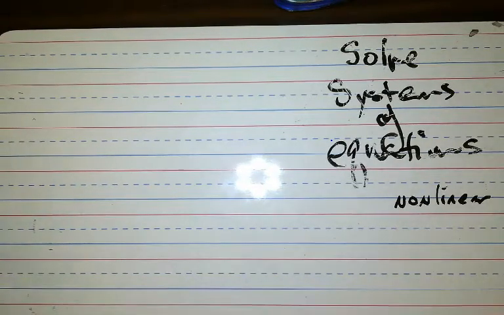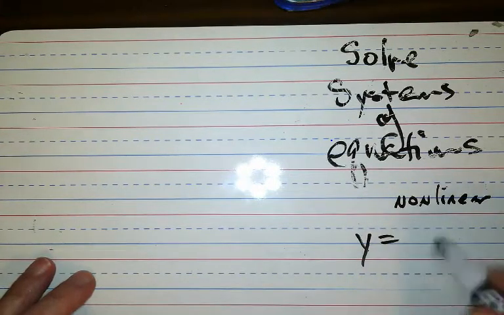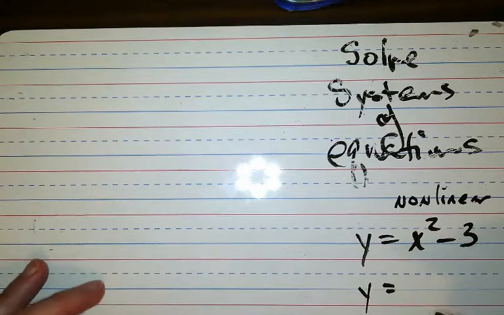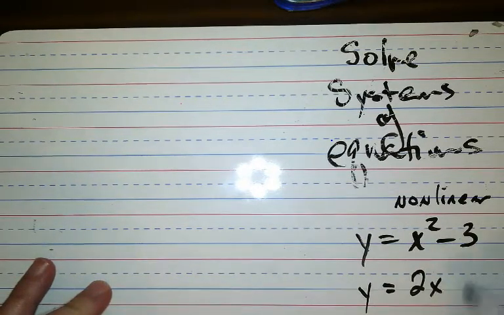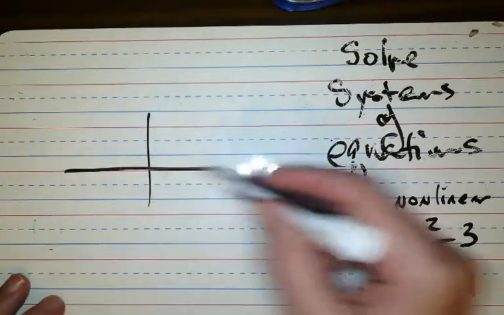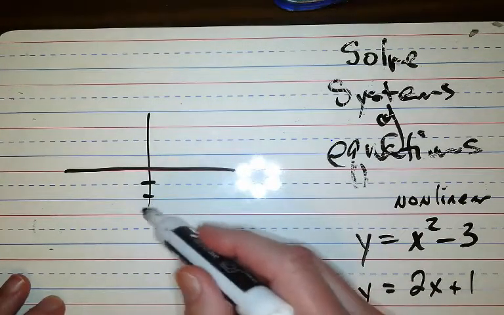Okay, here we go. So we're going to grab y equals x squared minus 3. So that's my parabola. And then y equals 2x plus 1. Oh boy. We know what that's going to look like. At least I hope you know what that's going to look like.